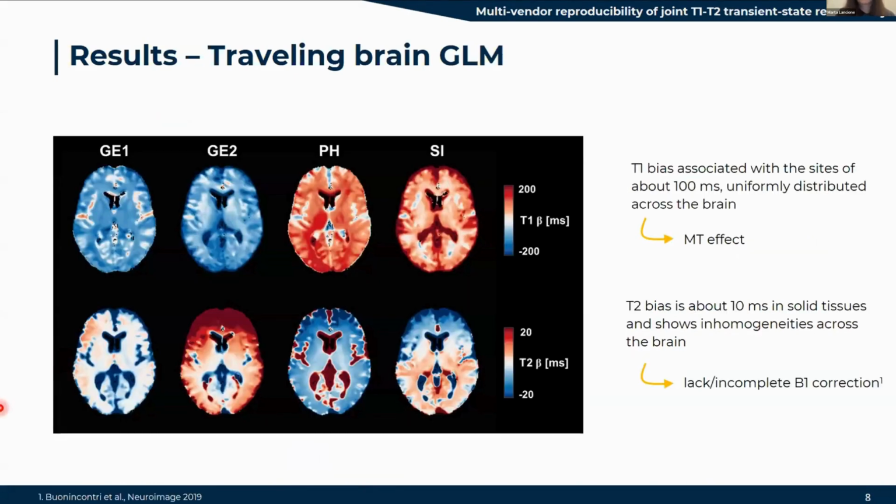For the GLM, we found that the bias associated with T1 was around 100 milliseconds, and it was uniform across the brain. And we hypothesized that this may be due to MT effect, while the bias on T2 was non-uniform, and it showed a B1-like pattern, and it was around 10 milliseconds.